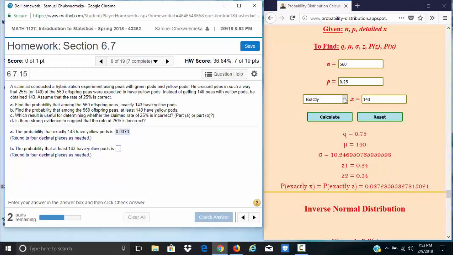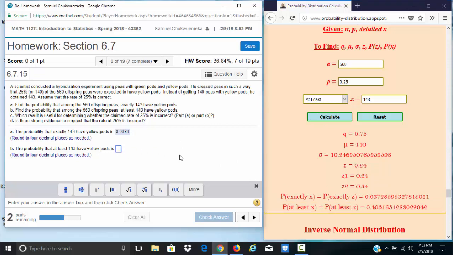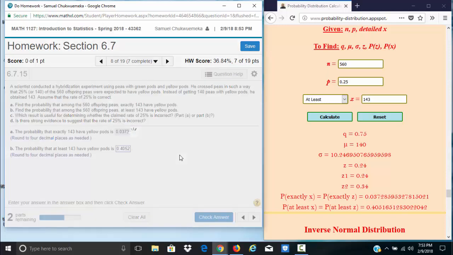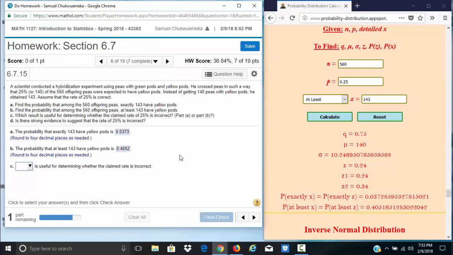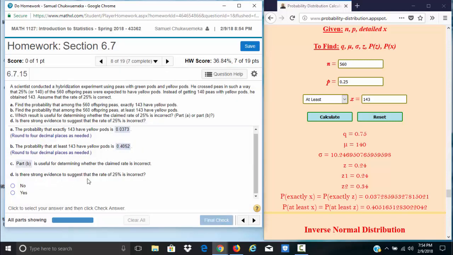Then for at least, I just select at least and calculate. The probability is 0.4052. And of course, part B is useful for that. Is there strong evidence to suggest that the rate of 25% is incorrect? No.